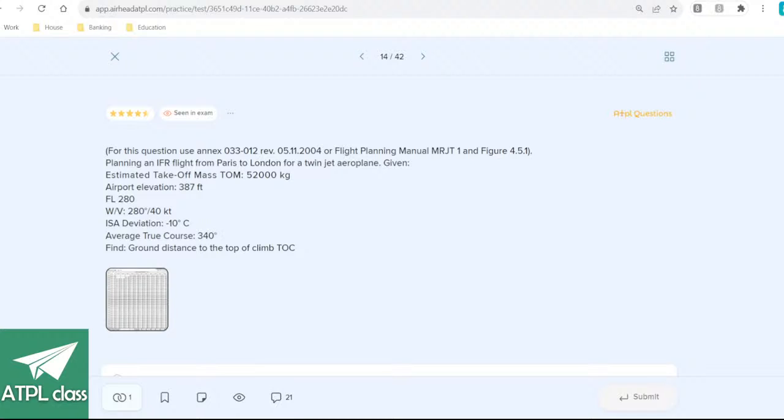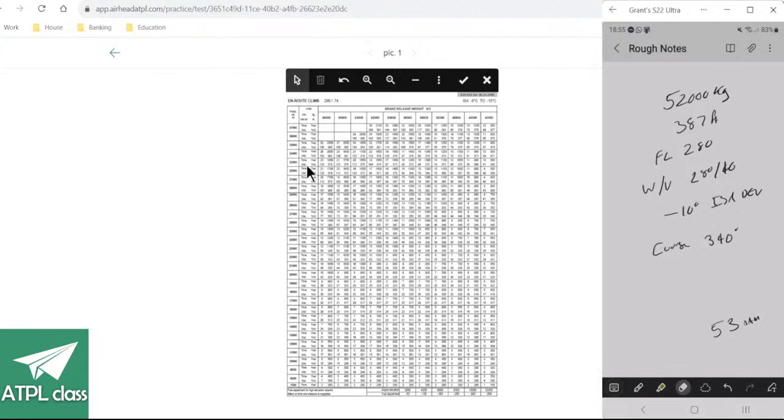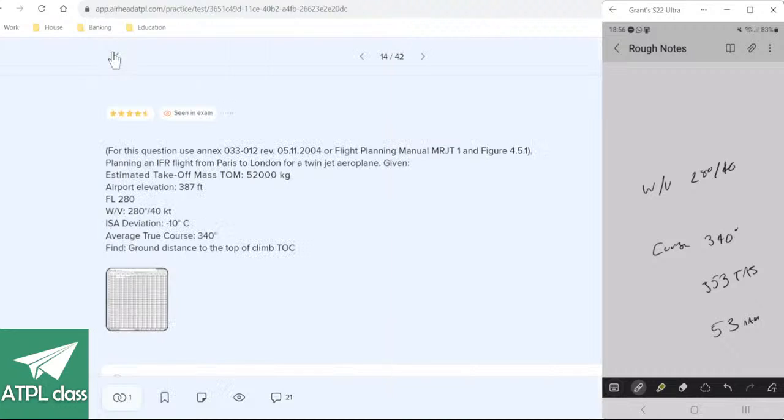We need to find out a true airspeed, actually. That would be helpful. So true airspeed at 280 and 52 is 353. And we're going to work out the wind component; ISA deviations are covered in this section here, so that's fine. Discount that, discount that. That's the information we need. So we've got a course of 340, and a wind from 280. The difference between those two is 60 degrees, and this is going at 40 knots.